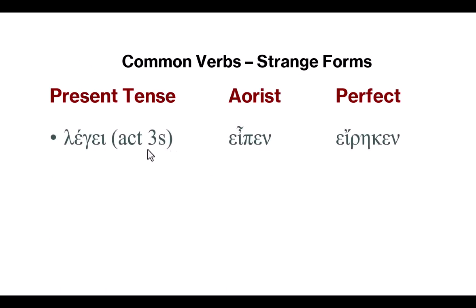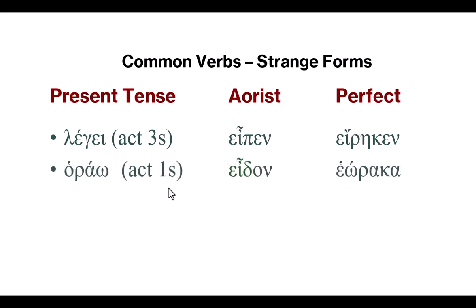We have a few other common verbs that have some strange forms. So for example, we have lego, to say. This is the third singular, which occurs often. The aorist would be eipen, but the perfect is eireken. And so there's not a lot of continuity between present, aorist, and perfect. Another example is horao, to see, and this is the first singular form. The aorist would be eidon, and the perfect is heoraka. And so again, there is a lot of difference between the perfect and the other forms. These are so common that you get familiar with them.